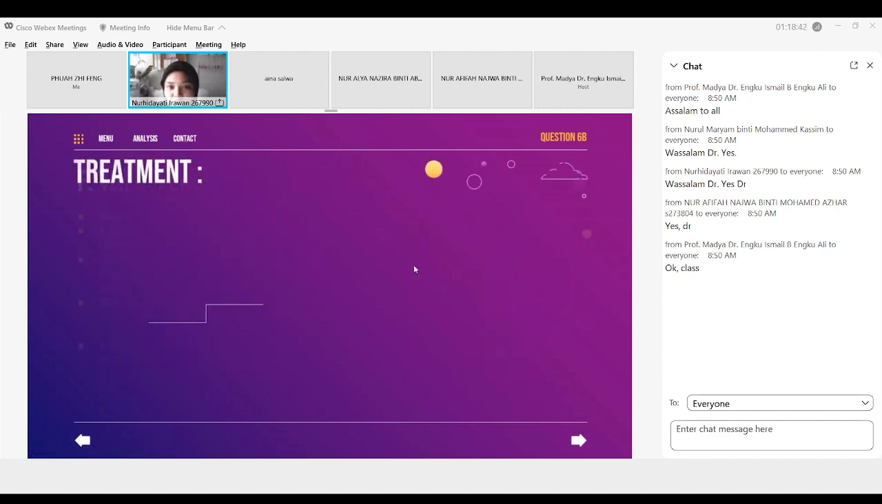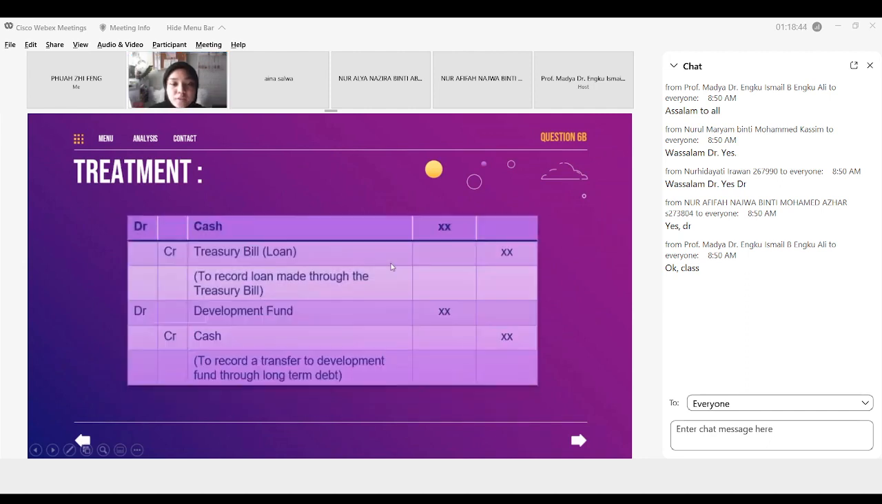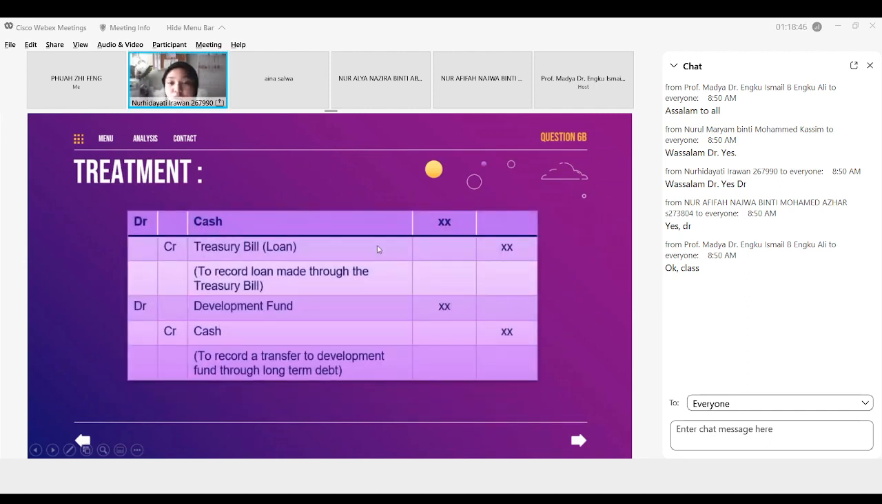Let us move to the treatment. For the treatment, it consists of two journal entries, which is debit cash and credit loan, treasury bill. The loan is used to record the loan made through the treasury bill. And then the next entry is debit development fund and credit cash. It is to record the transfer to development fund through long-term debt.